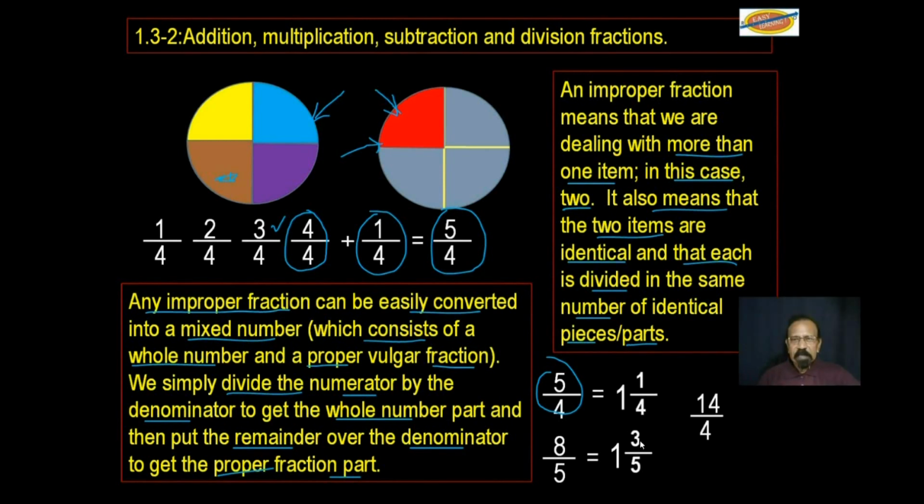If we say 14/4, again we divide the 14 by the 4, and we get 4 3s are 12, remainder 2 over 4. We can reduce this, and so we get 3 and a half. So 14 over 4 represents 3 complete items plus 1/2 of another identical item.